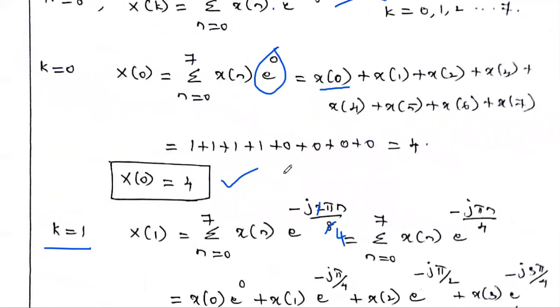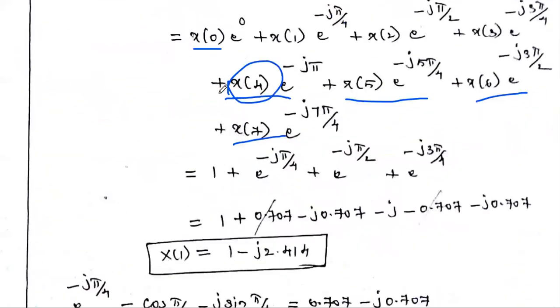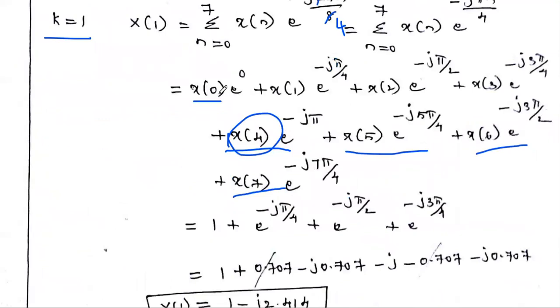So, the last 4 terms: x of 4 into some value, x of 5 into some value, x of 6 into some value, and x of 7 into some value. These amplitudes are 0, and 0 into anything is 0. So we only have to calculate the first 4 terms. Then in the next step, you may substitute the x of 0, x of 1 values in the above equation.